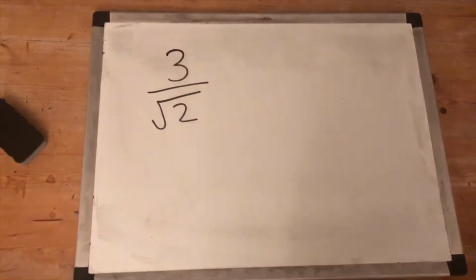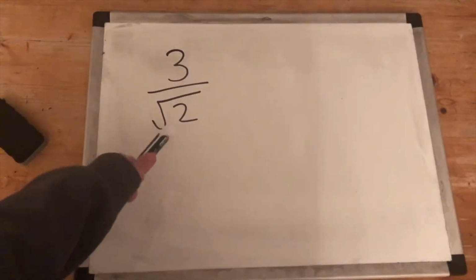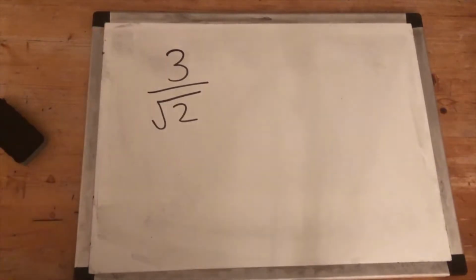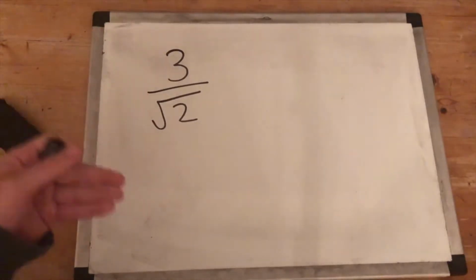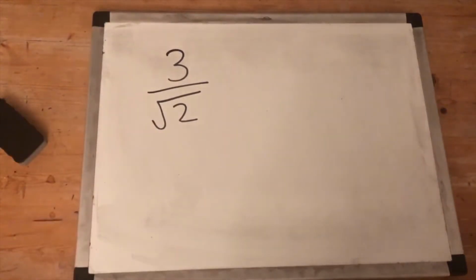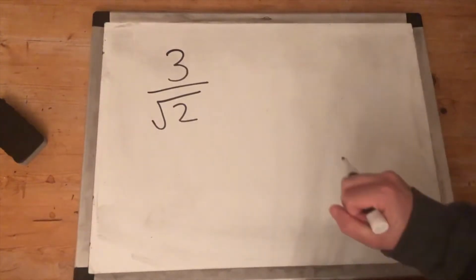What's up YouTube? Today we are going to be rationalising the denominator. That means the denominator, the number at the bottom, can't be a surd. 3 over root 2. Well, this is really tricky because we need to change the question without changing it.